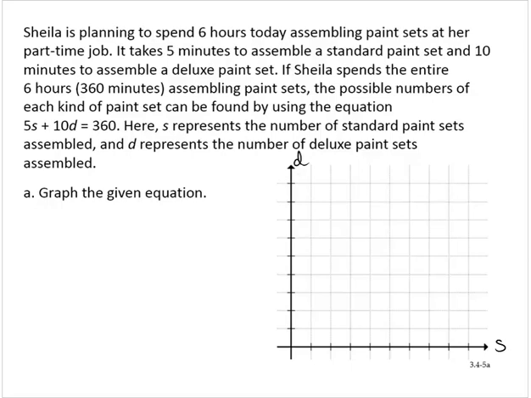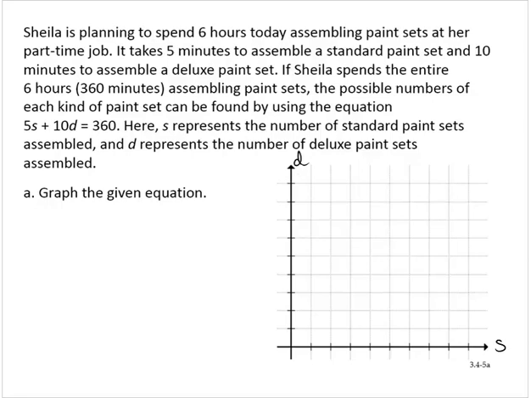Sheila is planning to spend 6 hours today assembling paint sets at her part-time job. It takes 5 minutes to assemble a standard paint set and 10 minutes to assemble a deluxe paint set. If Sheila spends the entire 6 hours, or 360 minutes, assembling paint sets, the possible number of each kind of paint set can be found by using the equation 5s + 10d = 360.